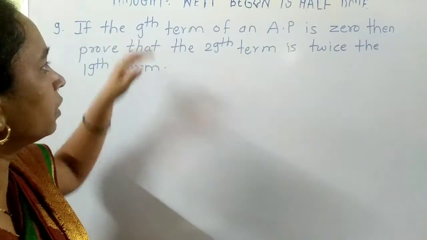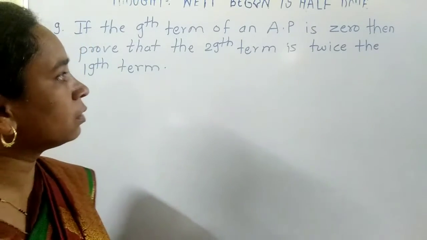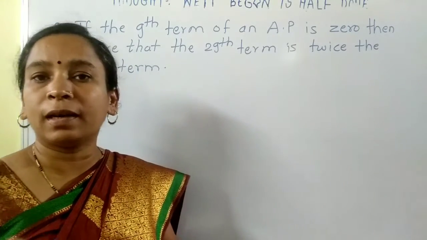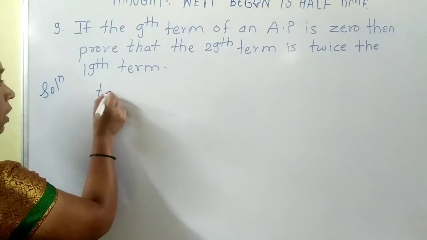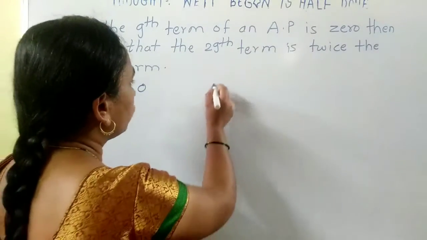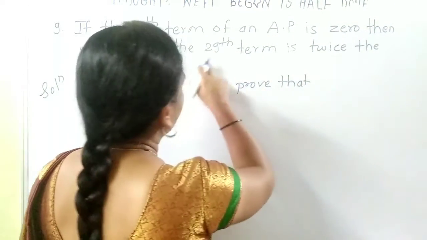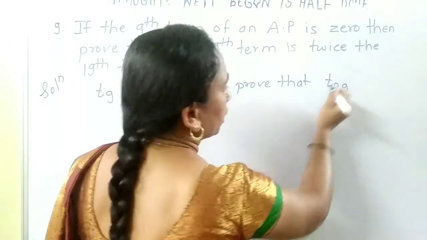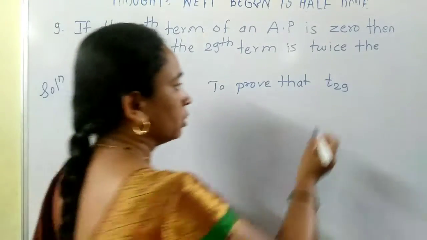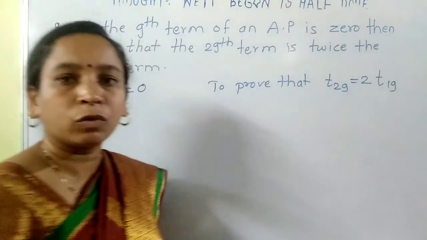Example: if the ninth term of an AP is 0, T9 is 0, then prove that the 29th term is twice the 19th term. Here they have told T9 is 0. So what is given? T9 is equal to 0. And we have to prove that T29 is twice the 19th term. Twice means 2 times T19. This I have to prove.